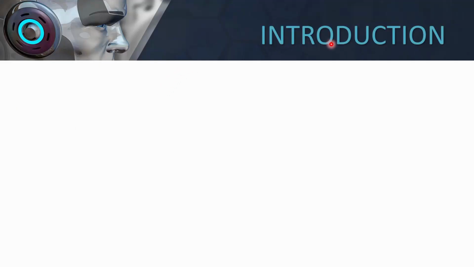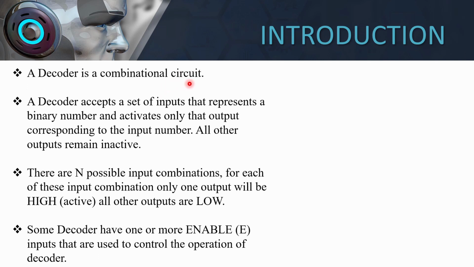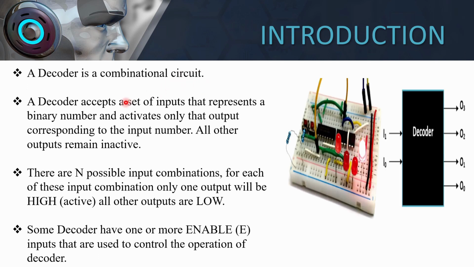What is a decoder? A decoder is a combinational circuit that accepts a set of inputs representing a binary number and activates only the output corresponding to the input number. That is, for the possible input combinations, only one output will be high and all other outputs are low. We can even give enable inputs to control the operation of the decoder.